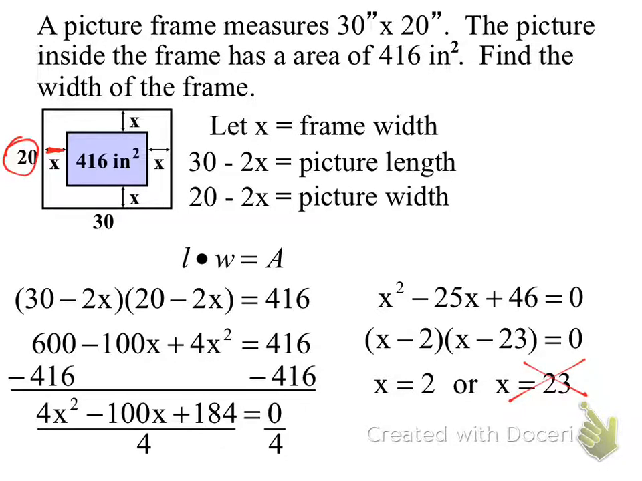Okay, questions? Yes? In the beginning, you could have factored out a 2 from each factor and divided by 4 to avoid working with such big numbers. You're right. Okay.